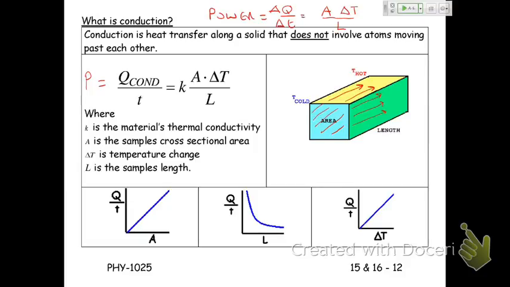This is how you make equations. You say, my parameter A. If A gets bigger, does P get bigger? Yes, it does. Put A on top. If delta T, the temperature difference, gets bigger, does P get bigger? Yes, it does. Put delta T on top. If L gets bigger, does P get bigger? No. The power decreases. Put L underneath.